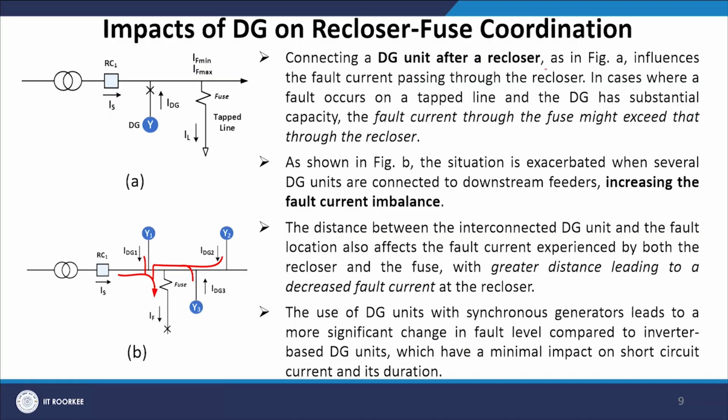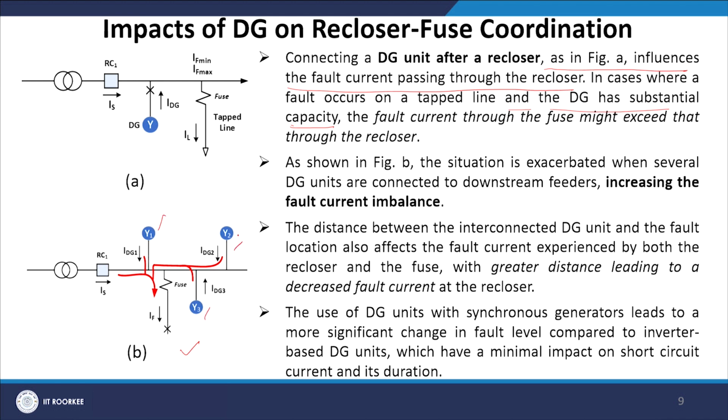Now, the impact of distributed generation on recloser fuse coordination is a very interesting one. Connecting a DG unit after the recloser, as shown in the figure, influences the fault current passing through the recloser. In the case of a fault current on the tap line where the DG has substantial capacity, the fault current through the fuse might exceed that through the recloser, which is certain. As shown in figure B, the situation is exacerbated when several DG units are connected to downstream feeders, increasing the fault current imbalance. Instead of one, you take multiple ones.